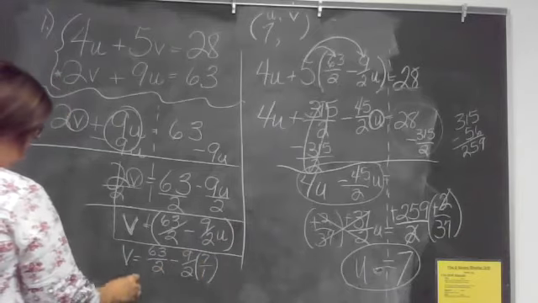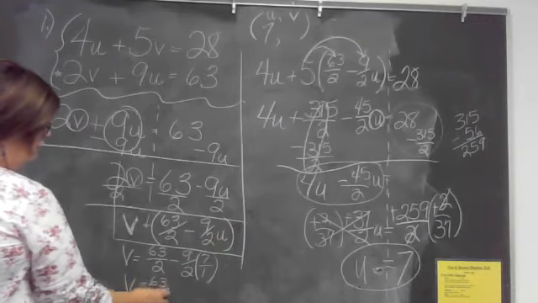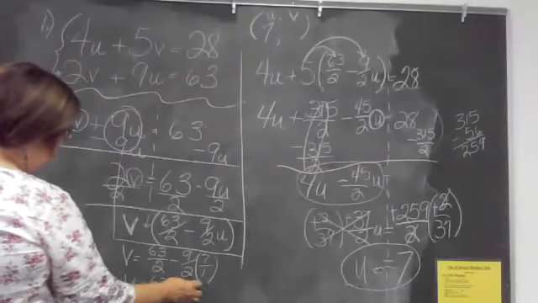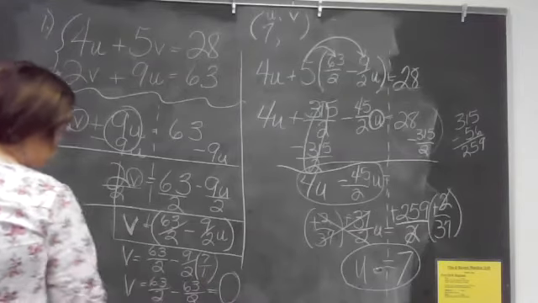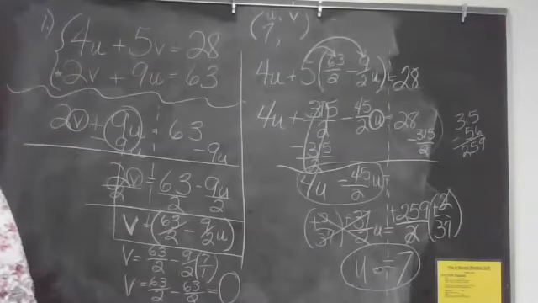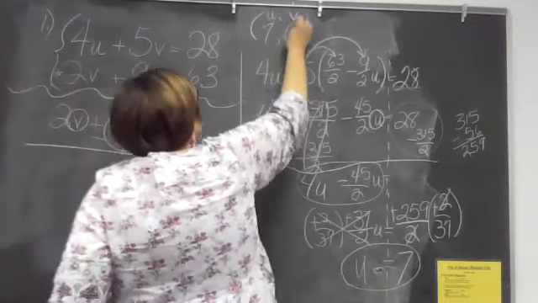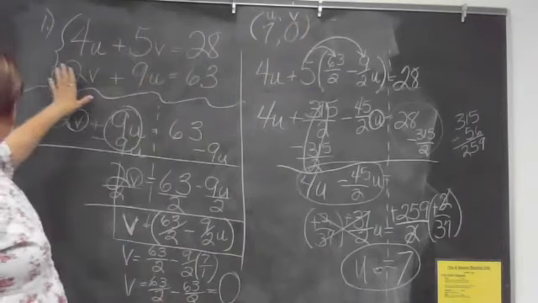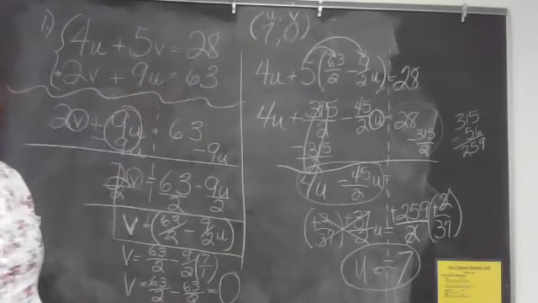Believe it or not, this is crazy. I have 63 over 2 minus 9 times 7. Guess what that is? 63 over 2. So v, after all of that, is equal to 0. And so the place where these two graphed lines intersect is the point (7, 0).